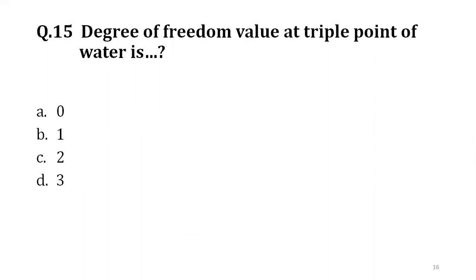Next question, question number 15. The degree of freedom value at the triple point of water is: option A 0, option B 1, C 2, and D 3. If you apply the Gibbs phase rule, that is F equals C minus P plus 2, the correct answer is A, equal to 0. The number of components is 1, minus number of phases 3, plus 2. So 1 plus 2 is 3, and 3 minus 3 is finally 0.